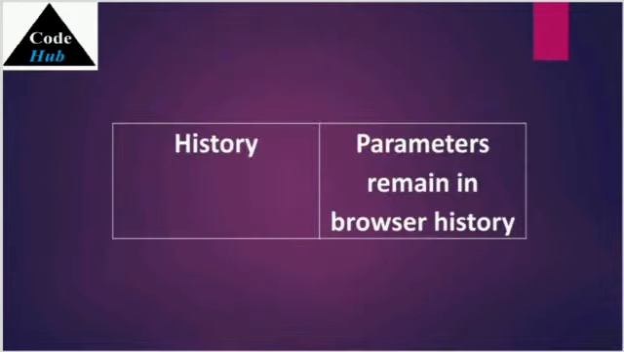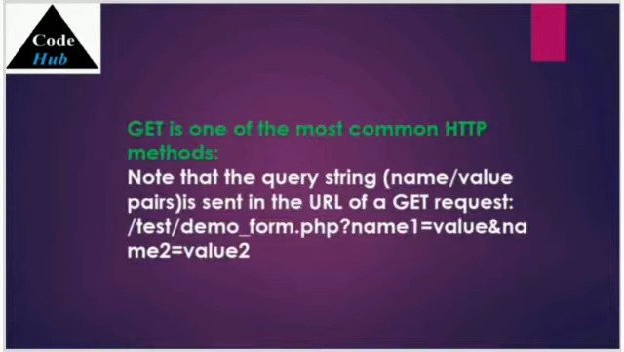And the last category is history. Parameters remain in browser history for get, and parameters are not saved in browser history for post. Get is one of the most common HTTP methods. Note that the query string name-value pair is sent in the URL of the get request: /test/demo_form.php?name1=value1&name2=value2.